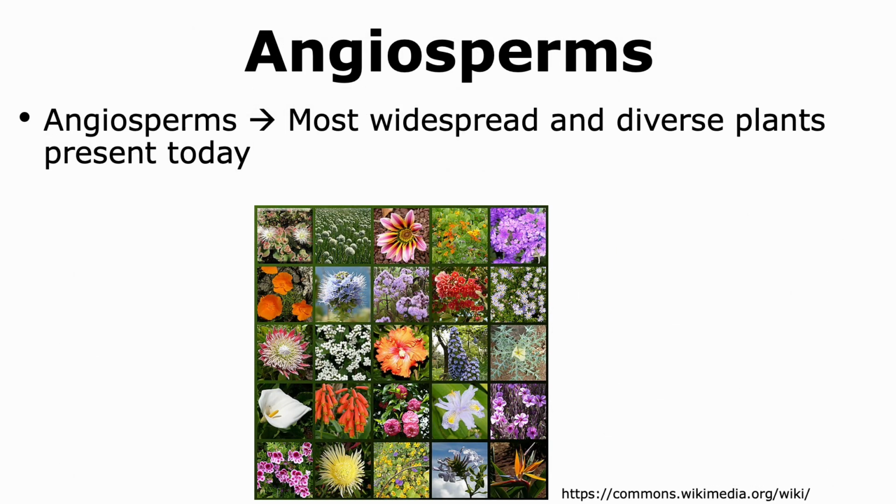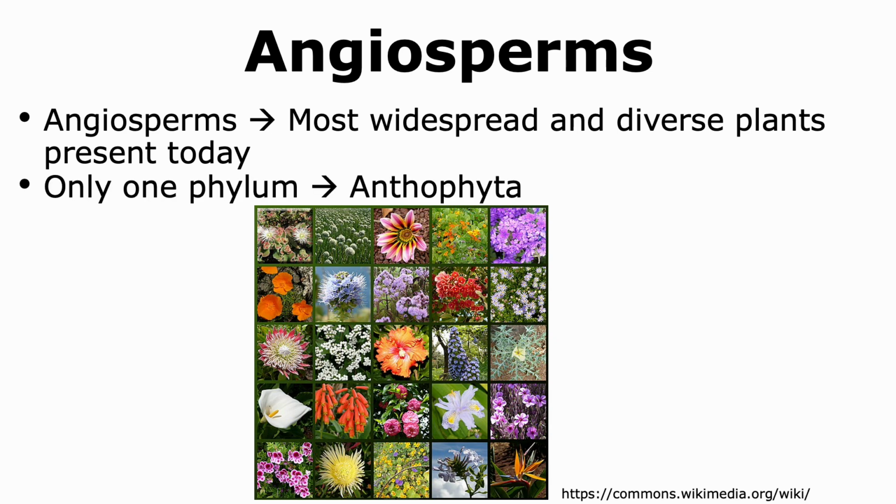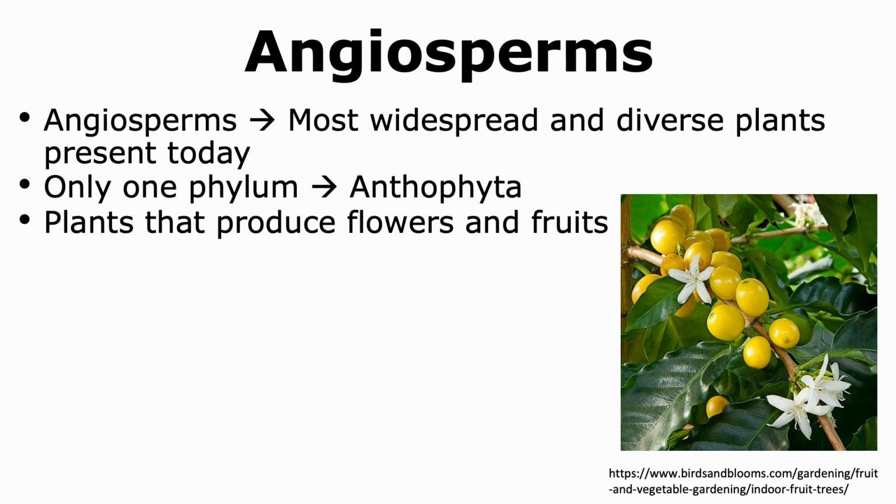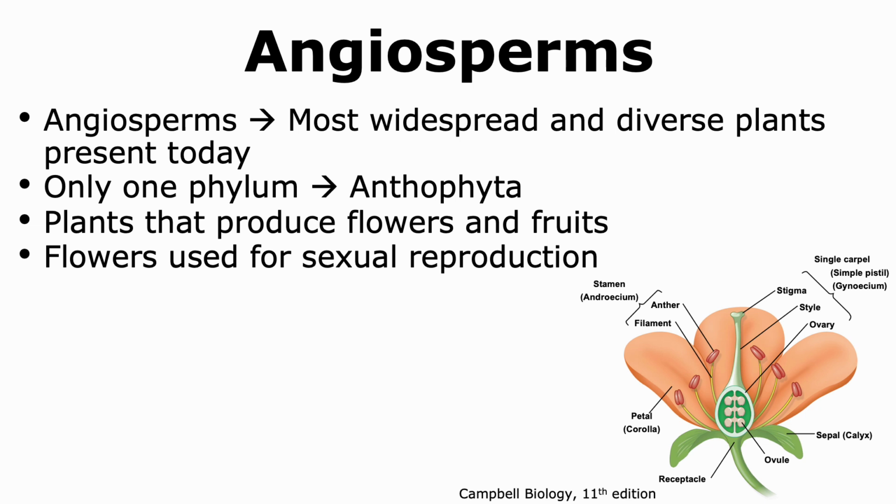Angiosperms are the most widespread and diverse plants that are present today. They all can be grouped into one phylum, which is Anthophyta. Angiosperms are plants that produce flowers, and from those flowers, fruits arise. The flowers are used for sexual reproduction, and the sporophylls are present within the flower.